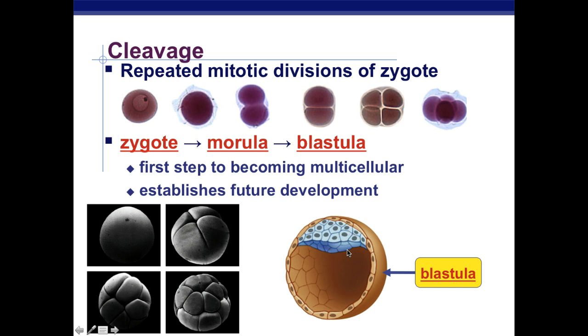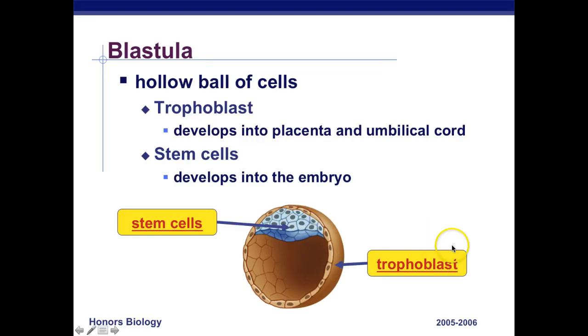A blastula is a hollow ball of cells that is going to make up you in your mother's belly. So the blastula, like I said, is a hollow ball of cells. There's the trophoblast, which is the outside layer, and that's going to develop into the placenta and umbilical cord, which is going to attach to the mother. And then the stem cells are on the inside layer of the blastula underneath the trophoblast, and those are going to develop into the embryo.